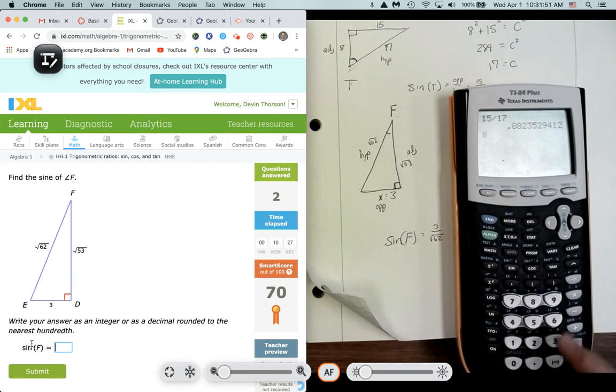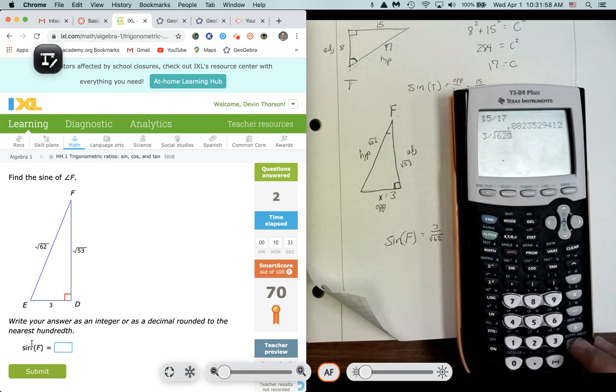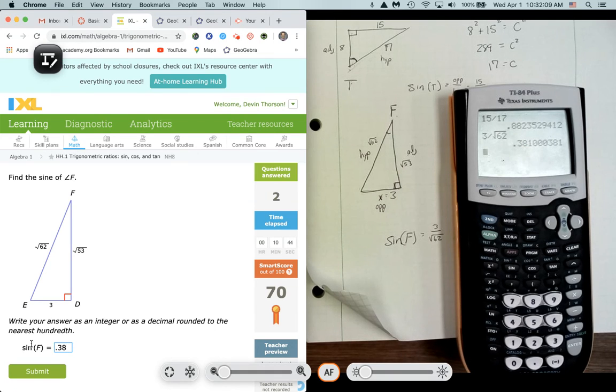I'm going to use my calculator. I'm going to go 3 divided by the square root of 62, and that gives me 0.381. But since I'm rounding to the nearest hundredth, I'm just going to go 0.38. I'm going to come over here, type in 0.38, hit enter, and I get my answer.